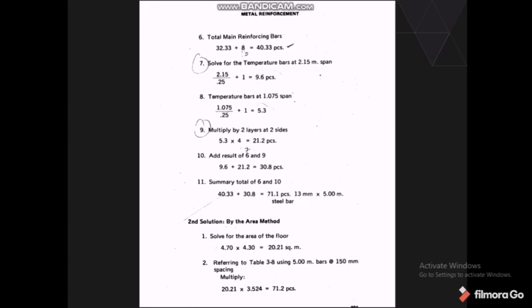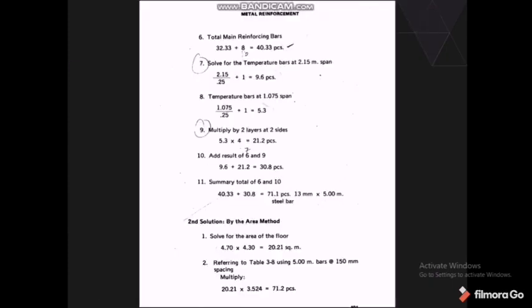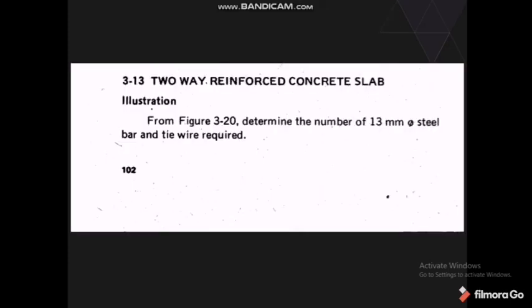And there is also another solution, which is the area method, which is much simpler with two passes. Solve for the area of the floor, that is 4.70 times 4.30, that is 20.21 square meters. Then for number 2, referring to table 3.8, so 3.8 is not included. So in table 3, using 5mm at 150mm spacing, multiply 20.21 by 3.524 equals 71.2 pieces.